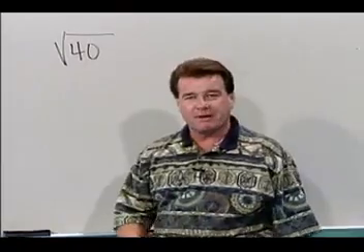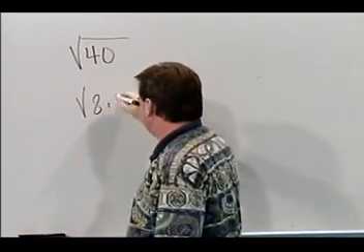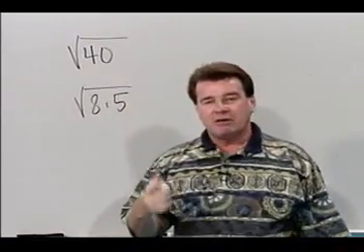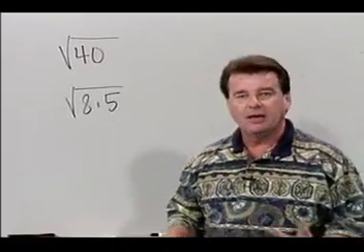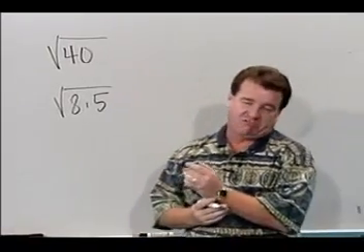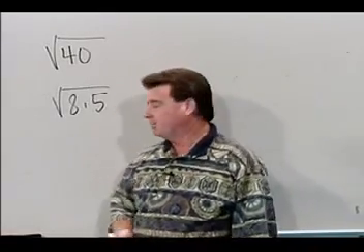Okay, now in simplifying this, somebody might say, well, gee whiz, this is 8 times 5. Now, is there any problem with saying the square root of 40 is 8 times 5? And the answer is no, that's okay. But if you do it that way, it's going to make a real long problem. Now, why would it be a long problem?